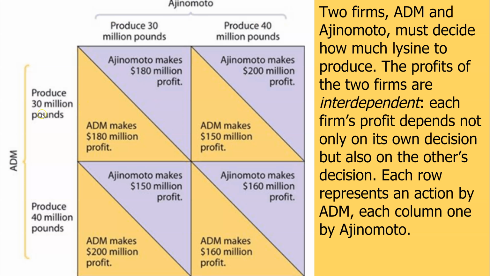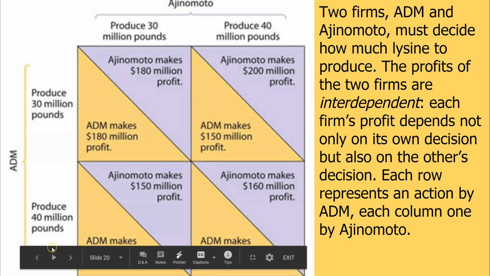The way we look at this is, and we can start right here with ADM, if they're going to produce 30 million pounds, is Ajinomoto going to be better to make $180 million in profit by producing 30 million pounds, or $200 million in profit by producing 40 million pounds? And the answer is they're better off producing 40 million and making $200 million, because between the two, if ADM is producing along this line, and these are the two choices they have, it's better for them to make $200 million and produce 40 million pounds. They're going to make more money there.